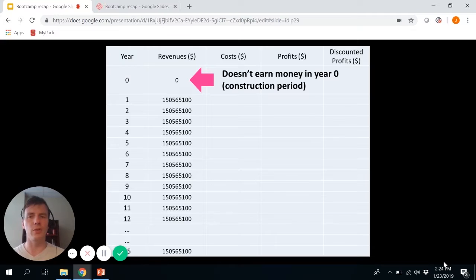In every other year, however, year 1 through 25, over the lifetime of the power plant, we're going to assume that it's going to be selling the same amount of electricity every single year, and that revenues are also going to be the same every single year, equal to $150,565,100.